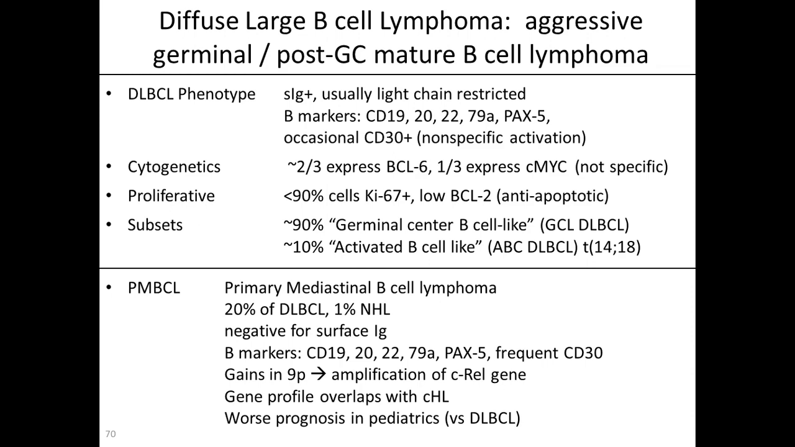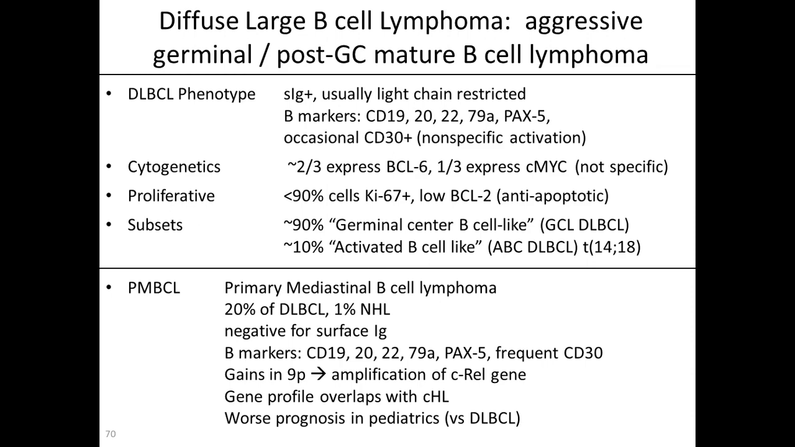Two major subsets of diffuse large B-cell are the germinal center B-cell-like, or GCB, and that's about 90% in kids. Only about 10% are activated B-cell-like. That's predominantly the adult form, and it has the T1418. The way I try to remember it is adults already know their ABCs, so they have the ABC type.